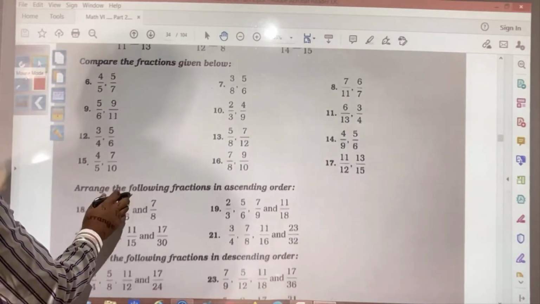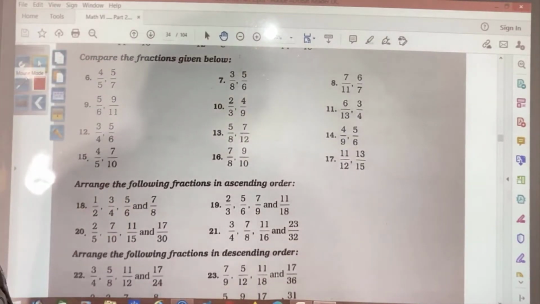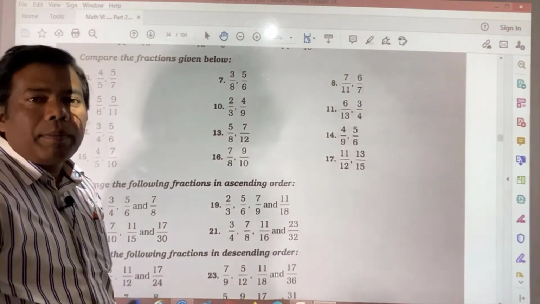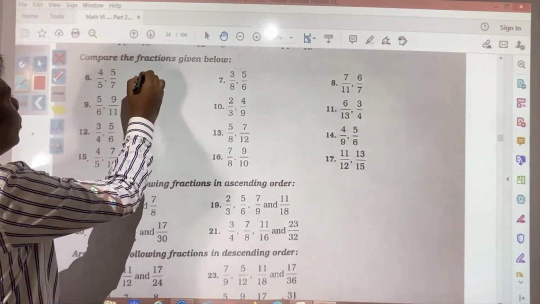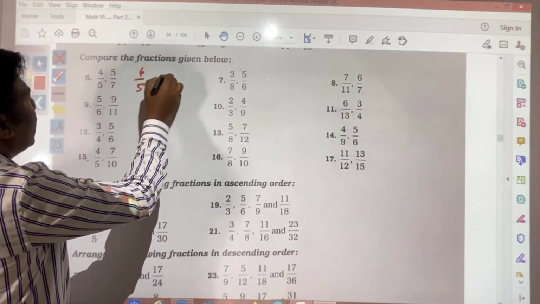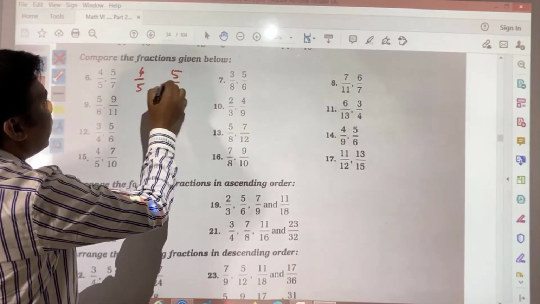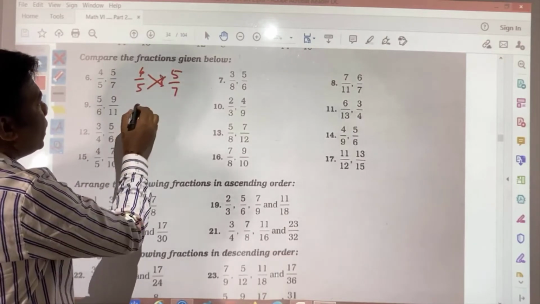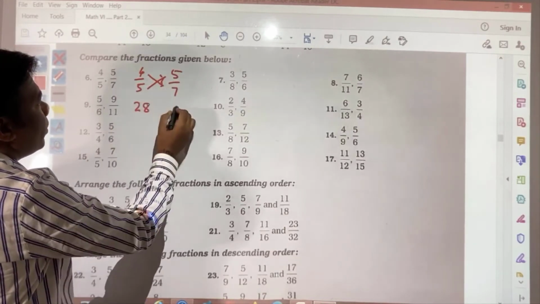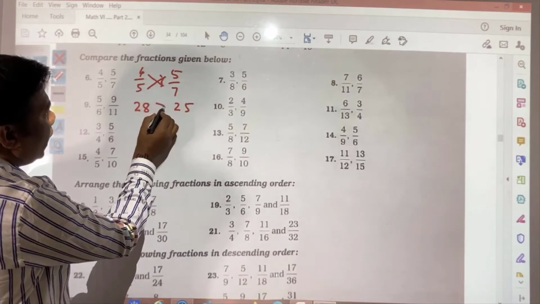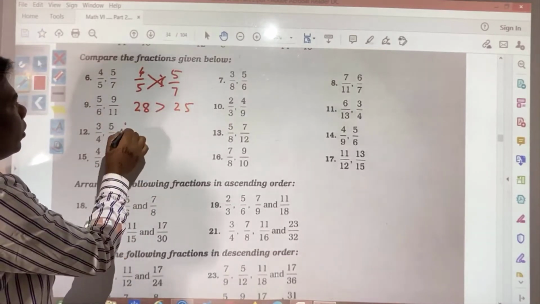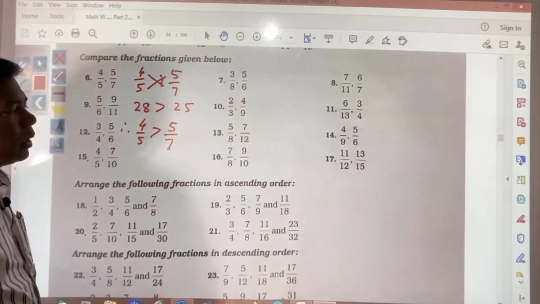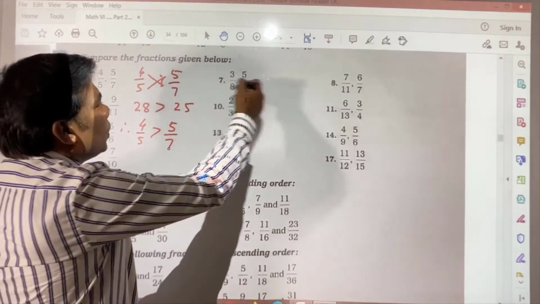Now you see, compare the fractions given below. Here what we need to apply, as A by B and C by D we had seen. So 4 by 5 and 5 by 7 you had. We need to do cross multiplication. So 4 times 7 is 28, 5 times 5 is 25. So 28 is greater than 25, therefore 4 by 5 will be greater than 5 by 7. In this way we need to do. So similar questions are there.